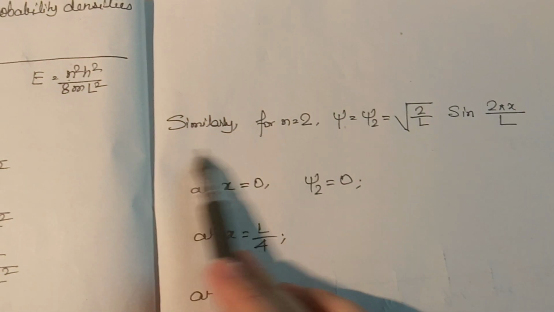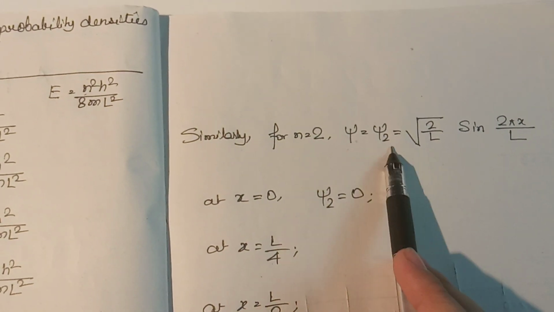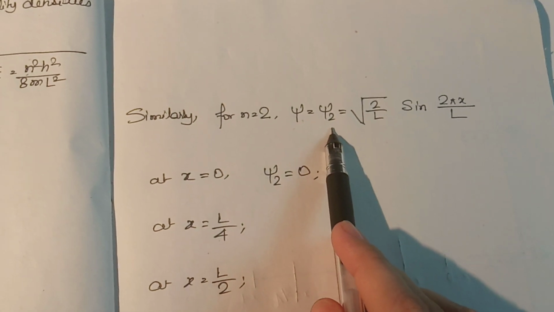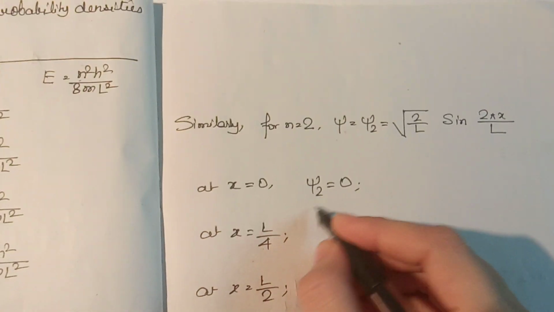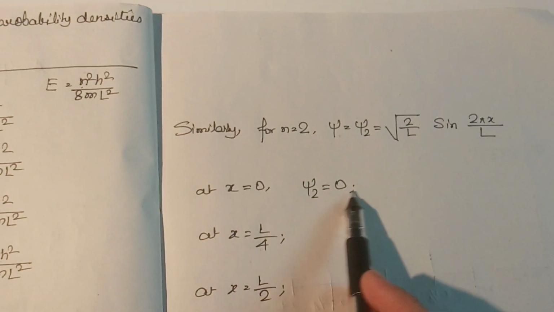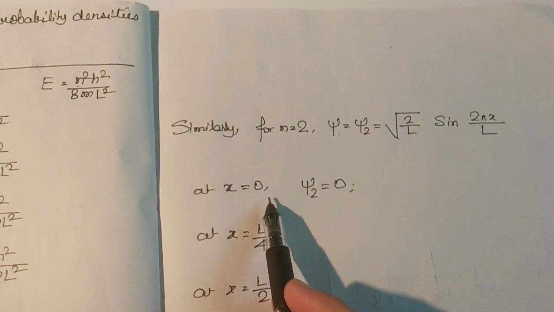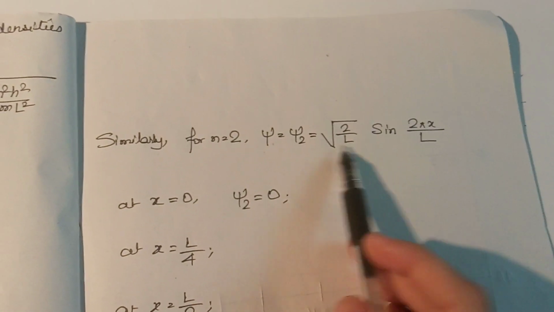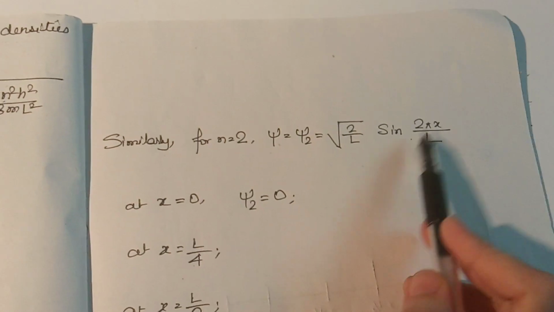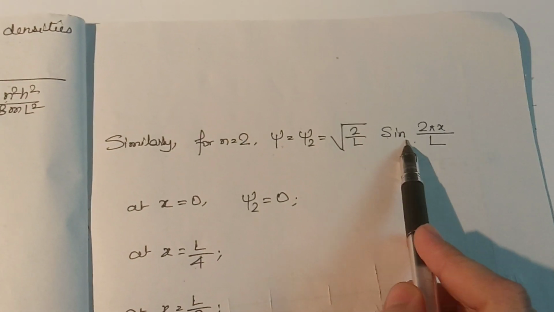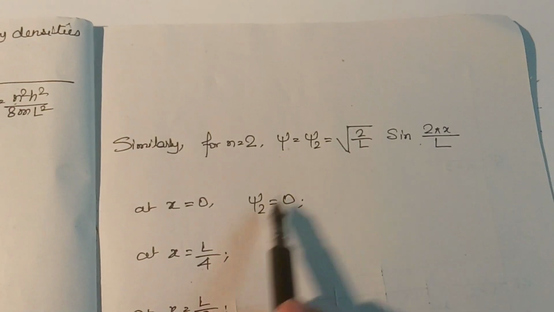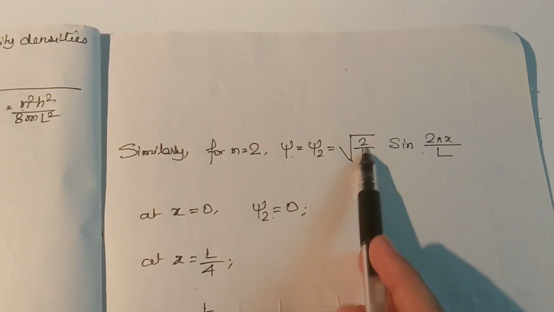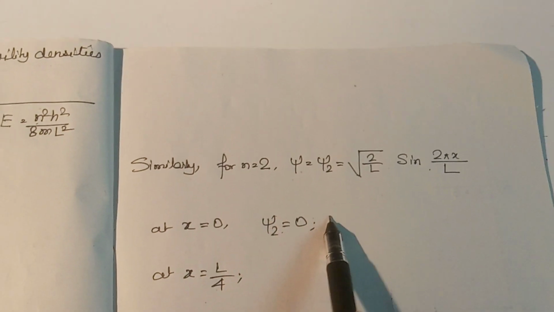Okay, similarly for n is equal to 2, we can calculate the value of psi to get the values of psi 2. So when we are putting the value of psi 2 at x is equal to 0 position, then you can easily determine the value of psi 2, because in place of x we are putting 0. So sine 0 is equal to 0, and that's why 0 after multiplication with a constant quantity will give 0. So psi 2 is equal to 0.